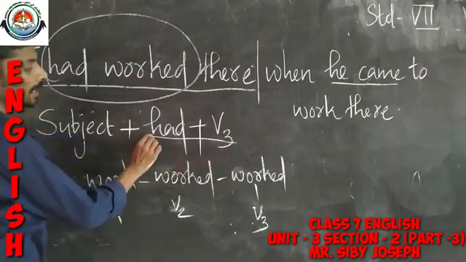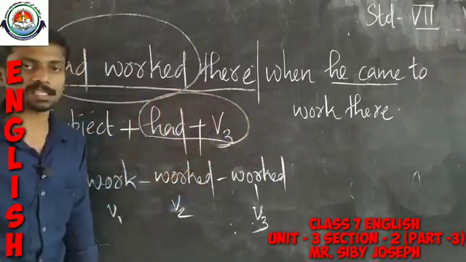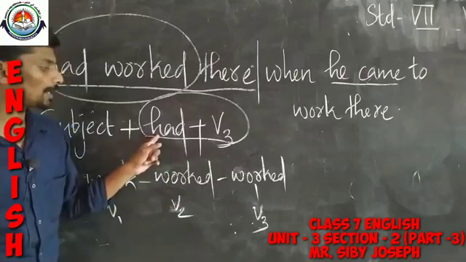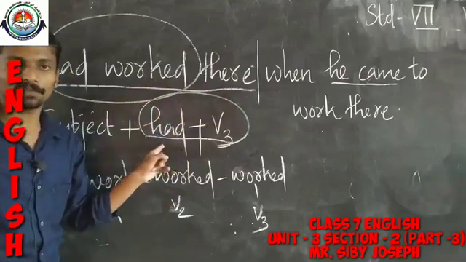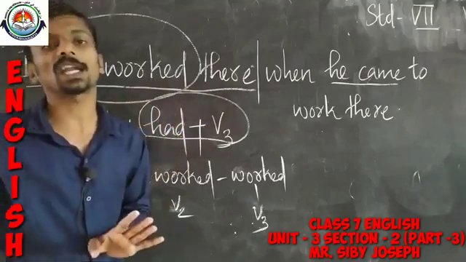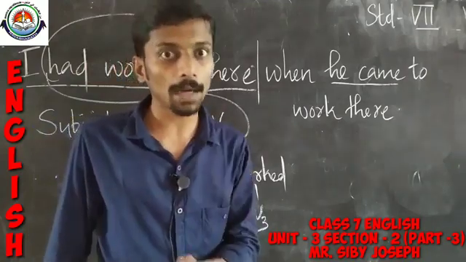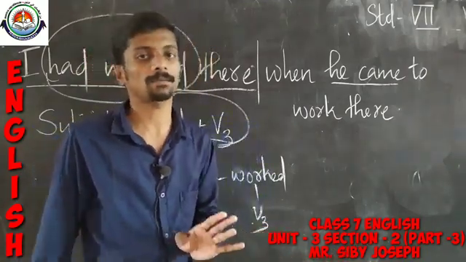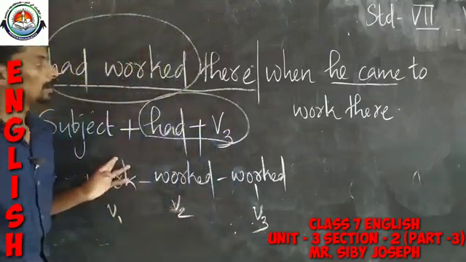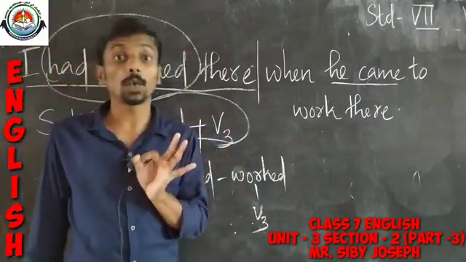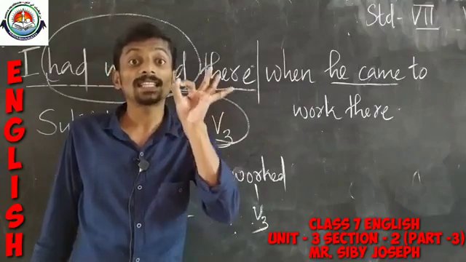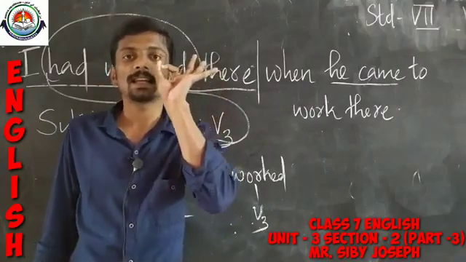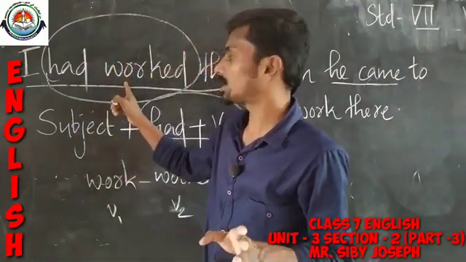So, we can easily identify the presence of past perfect tense by looking at the position of the verb. If there is had plus V3, we can definitely find that it is an example of past perfect tense.